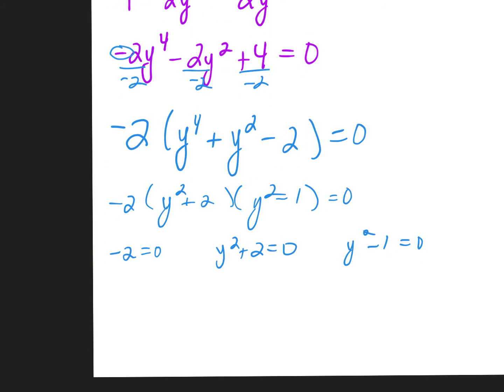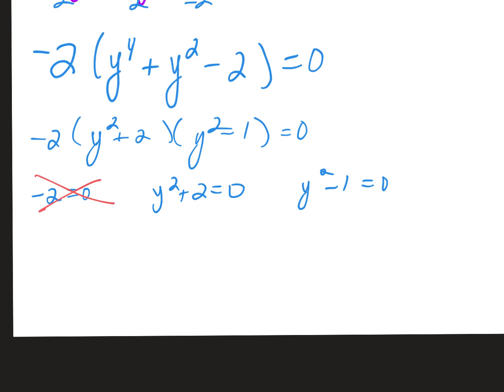So look at this first statement. Is that a true statement ever, that negative 2 equals 0? No, that's not true. So it can't be a solution. Cross it out. So here, would you guys agree I'm going to move that 2 over, so this becomes y squared equals negative 2? That's not possible either. Why not? Because it would be an imaginary number. Good. If I take the square root here, this is going to be an imaginary number, so this cannot be a real solution. So in this case, that one doesn't work either.